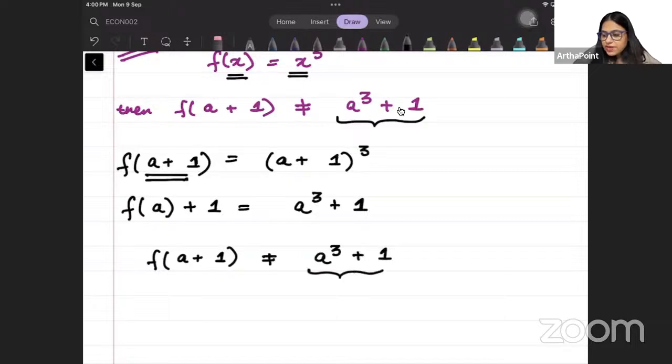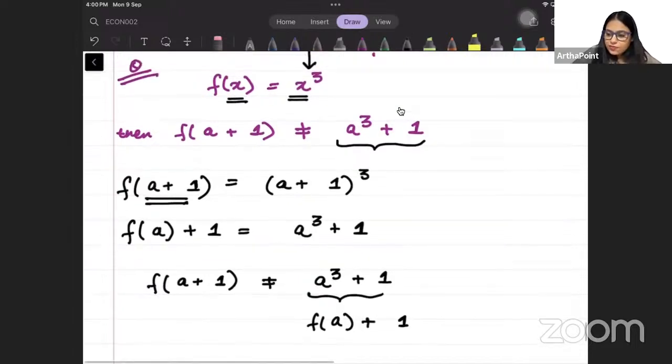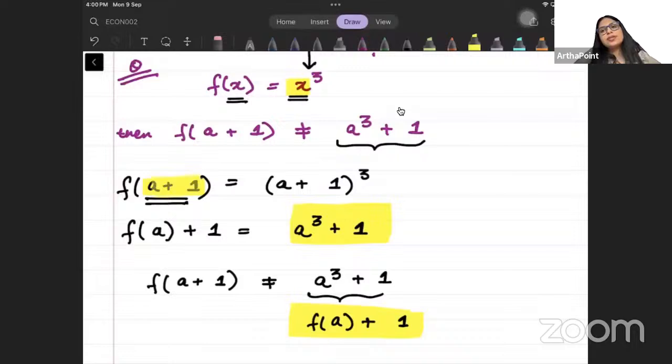a cube plus 1 है f of a plus 1. x की जगह instead of x I am replacing a. So it is x की जगह पे a cube and then I have added 1 to it. But f of a plus 1 means instead of x I am replacing it with a plus 1. So it is a plus 1 whole cube. Is this making sense?